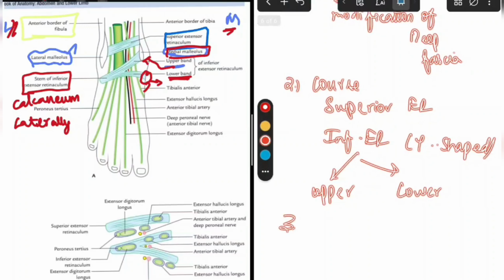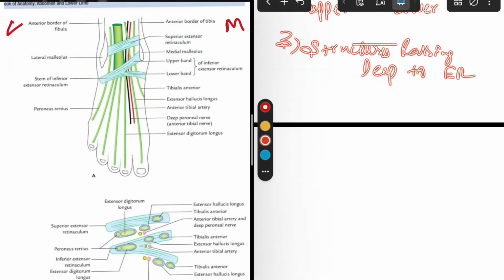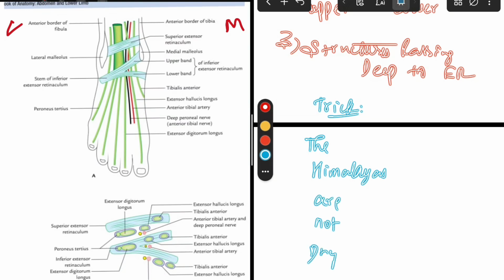Now let us see the structures passing deep to the extensor retinaculum. Remember the structures passing deep to the extensor retinaculum. There is one trick to remember: the Himalayas are not dry places. The first letter of each word will be the trick to remember.